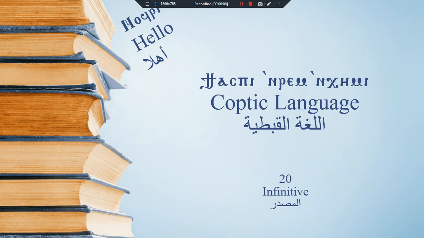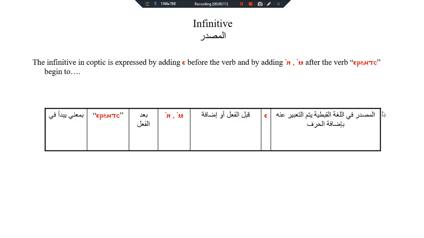In today's lecture we are going to talk about the infinitive. The infinitive in Coptic language is simple. You add the letter A before the verb. It means to plus the verb, and the letter N or M before the verb erhits if it is preceded by the verb erhits. For example, the verb erhits means to begin doing something.